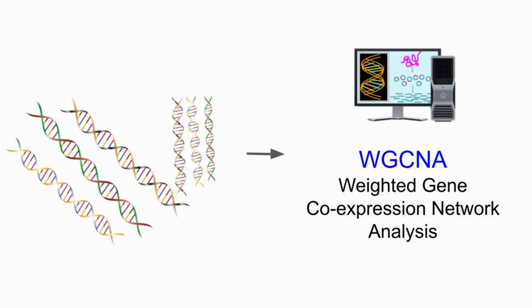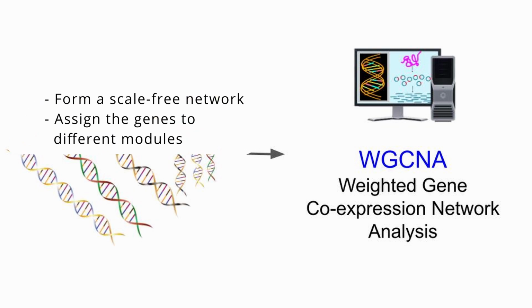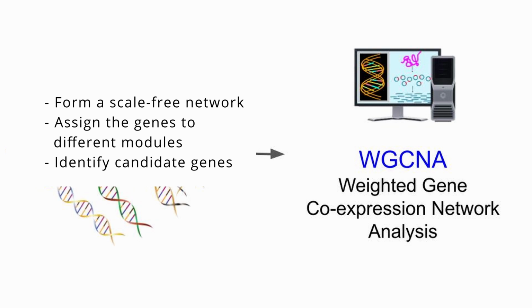In summary, WGCNA analyzes high-dimensional data across multiple samples by forming a scale-free network and assigning the genes to different modules, and from there, we can identify candidate genes that may be associated with the condition.